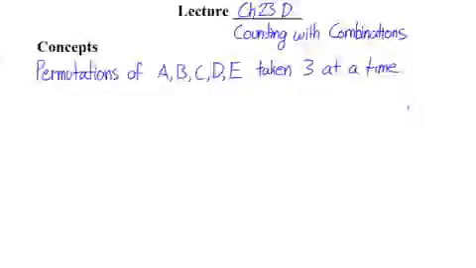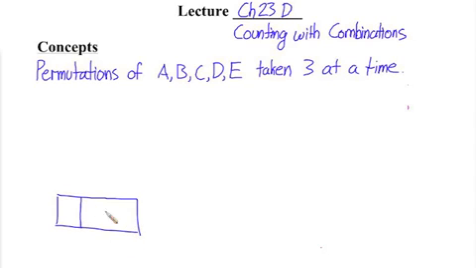Today's lesson is going to look at Chapter 23, Section D, on counting with combinations. Remember from the previous section that if I want to find all the permutations of 5 symbols taken 3 at a time, I can set up a series of 3 boxes. Each box represents how many options I have for those permutations. In the first place, I'm going to have 5 choices.